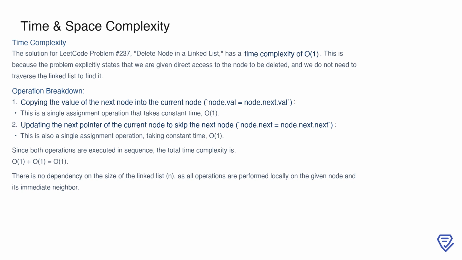First, we copy the value of the next node into the current node using the statement node.val = node.next.val. This is a simple assignment operation, which takes constant time, or O(1). Next, we update the next pointer of the current node to skip over the next node by setting node.next = node.next.next. Again, this is another constant time operation. Since these two operations are performed sequentially, the overall time complexity is O(1) plus O(1), which simplifies to O(1). Importantly, this efficiency is independent of the size of the linked list because we are only working with the given node and its immediate neighbor.